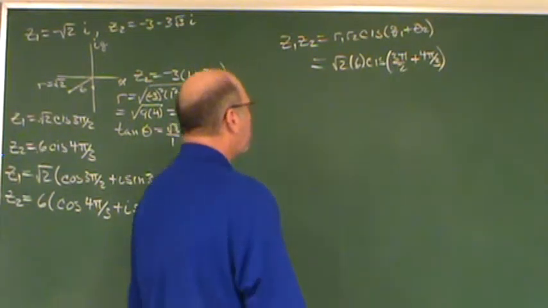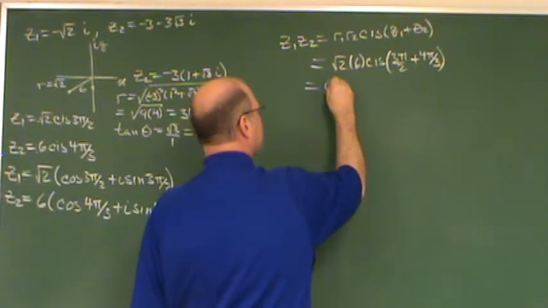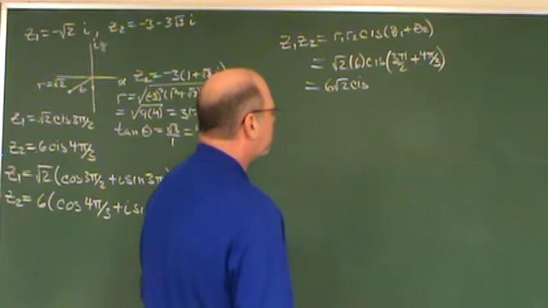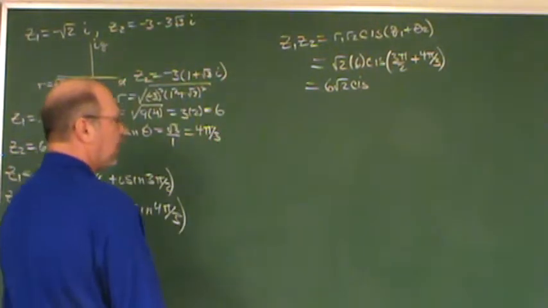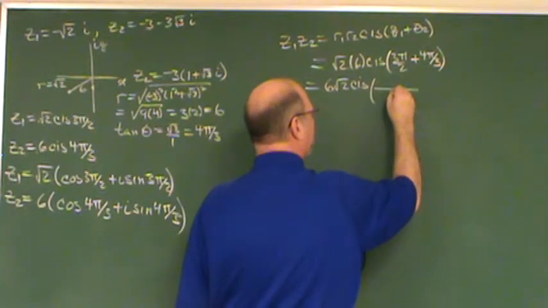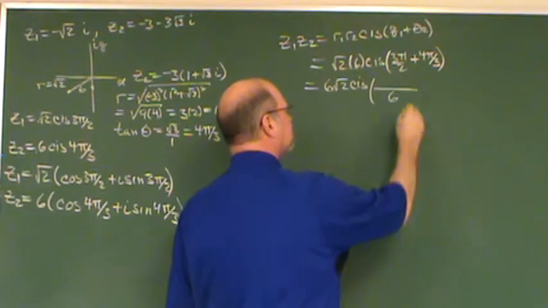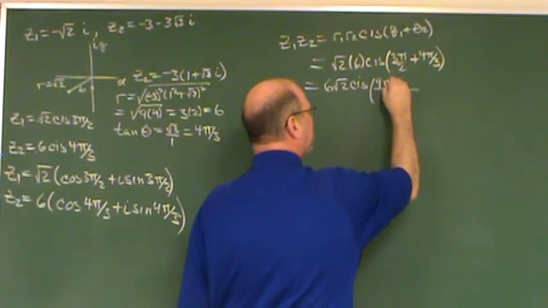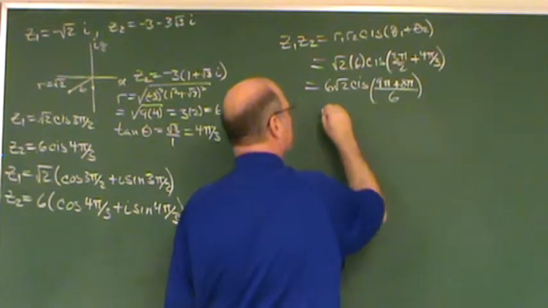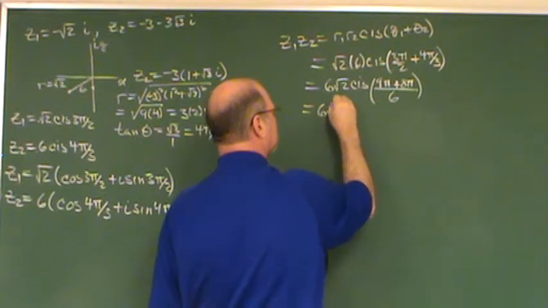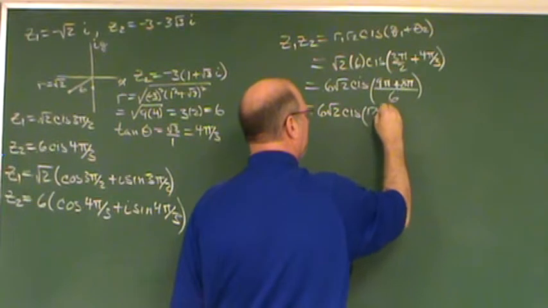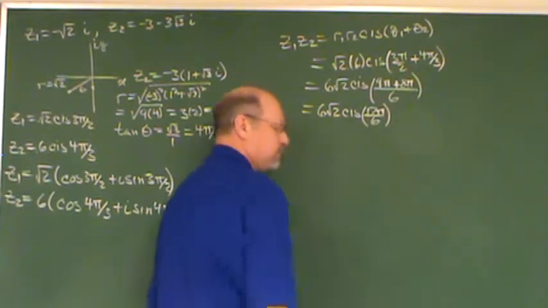Okay? And then this turns into 6 times the square root of 2, CIS. Don't forget you got a $100 calculator. It's really good at adding, subtracting fractions. I don't have that with me, so I got to do it the old-fashioned way. Least common denominator is 6. This is 9 pi. This is 8 pi. So we get 6 square root of 2 CIS of 17 pi over 6.